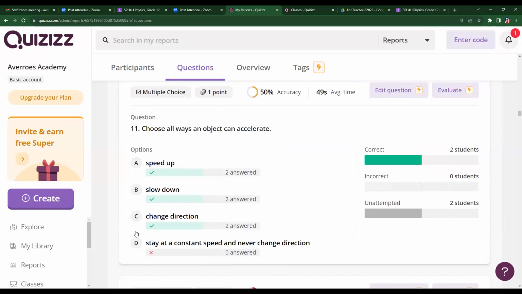Choose all ways an object can accelerate. When the object is not moving on a straight line, when it changes direction, and when it changes speed, you're dealing with acceleration. Two girls answered right.